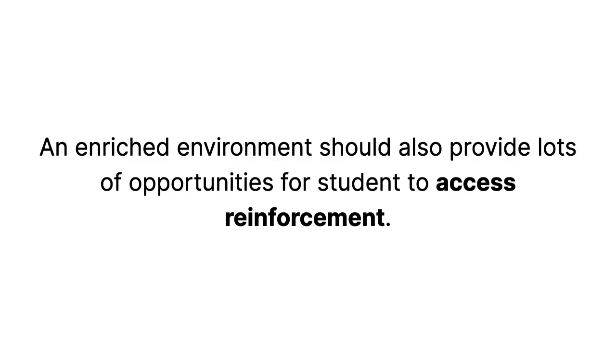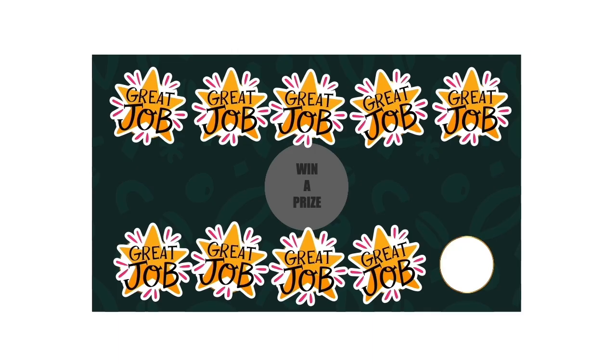An enriched environment should also provide lots of opportunities for a student to access reinforcement. One way this can be presented is by using a token economy system. One that's been frequently found to be successful is to use a scratcher card reward. Each student gets a card with 10 spaces on it. Each time they're caught doing something good, or demonstrating a desired behavior, they get a star. When they fill up the 10 spaces with the stars, they get to scratch off the circle in the middle and reveal a prize. Because this is a system for positive reinforcement and building positive behaviors, stars are never taken away. The prizes include small trinkets, but also lunch with the teacher, extra recess, and game or coloring time with the teacher.